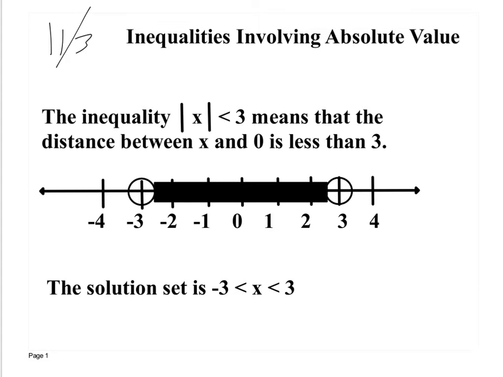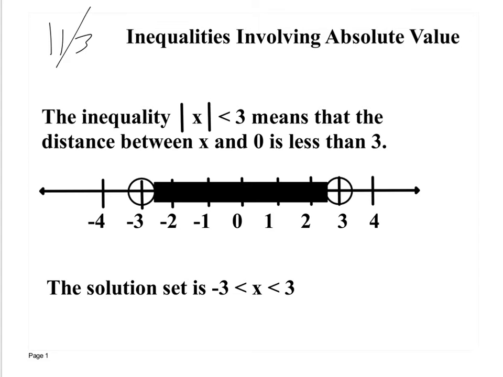So here it says the inequality of the absolute value of x is less than 3. What that means is that the distance between x and 0 is less than 3. So you could have anything for x as long as it's not 3 or negative 3. Because what's the absolute value of negative 2? 2. Is 2 less than 3? Yes. And it works for the same thing: the absolute value of 2 is 2.